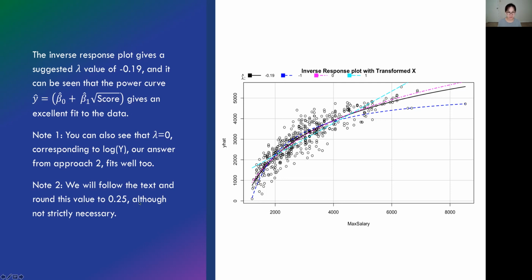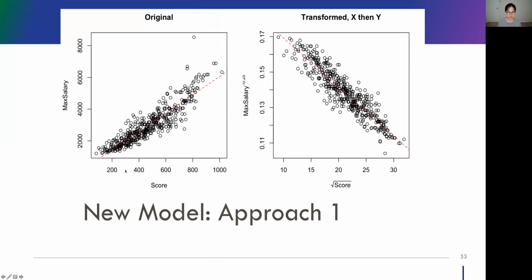For this pinkish colored line, we'll follow the test and round the value to 0.25, though it's also not strictly necessary. This is from the result in the book. So let's see how it does. We do this transformation of y to the power of negative 0.25, and again on the transformed x, which is the square root of the score.